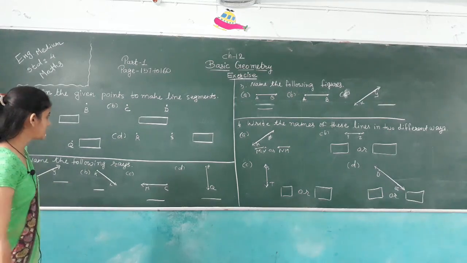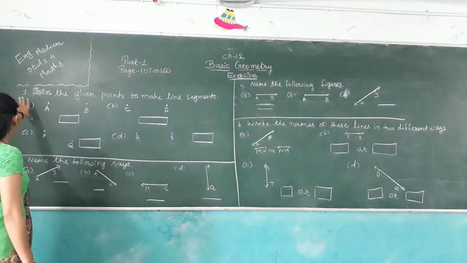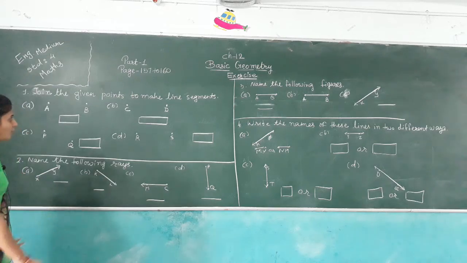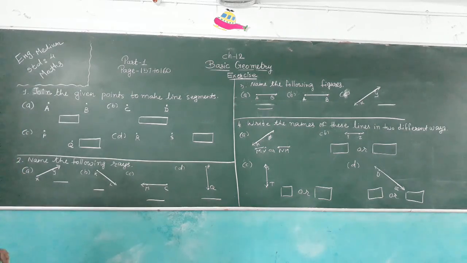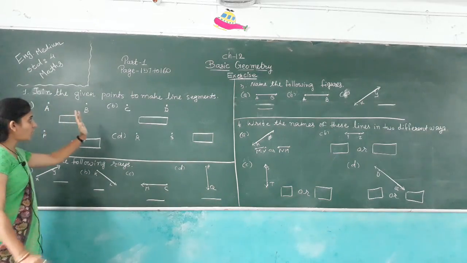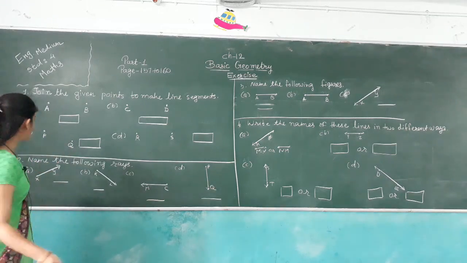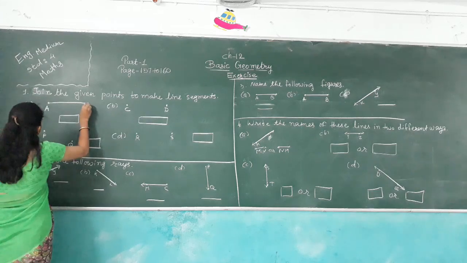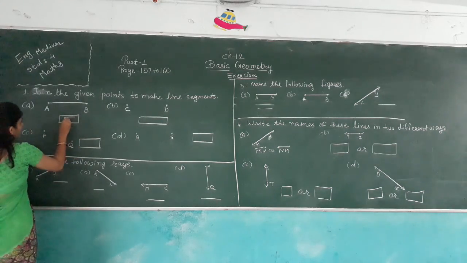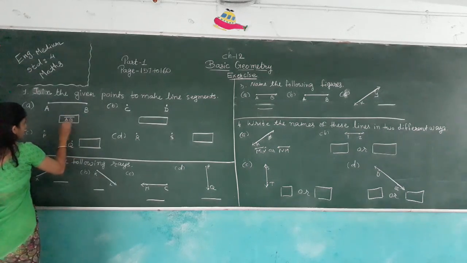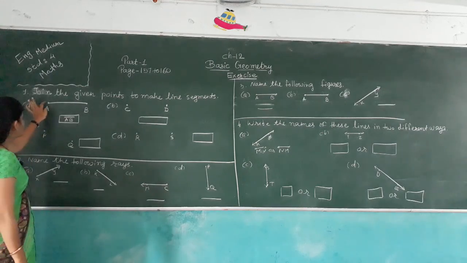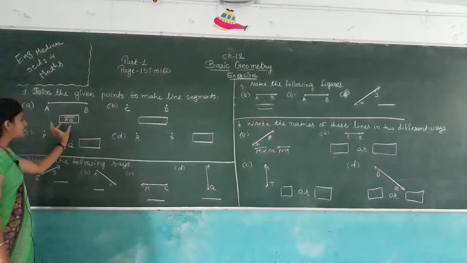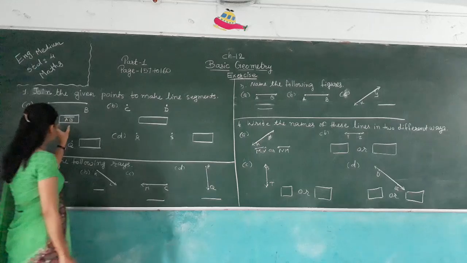Now solve the exercise. Exercise question 1: Join the given points to make a line segment. Here are point A and point B. Join them to make line segment AB.